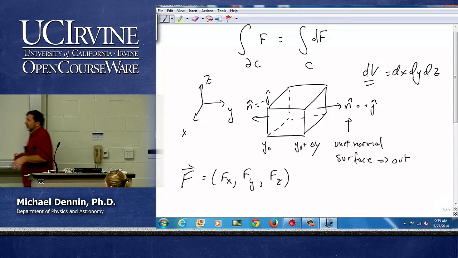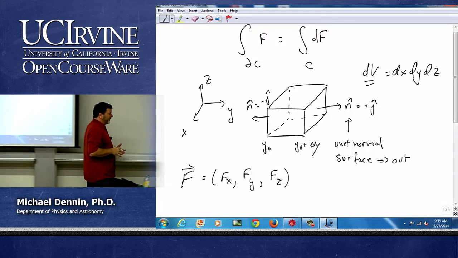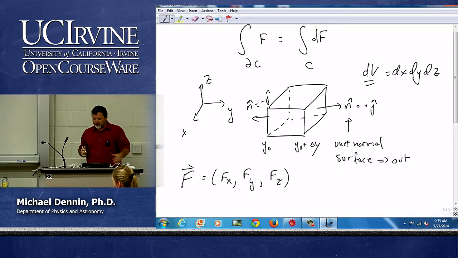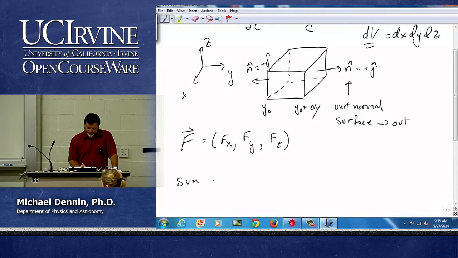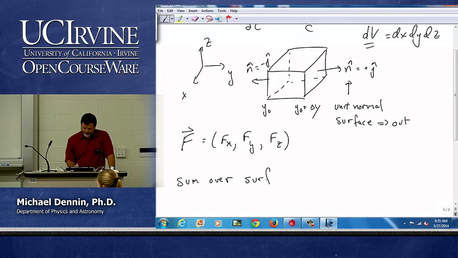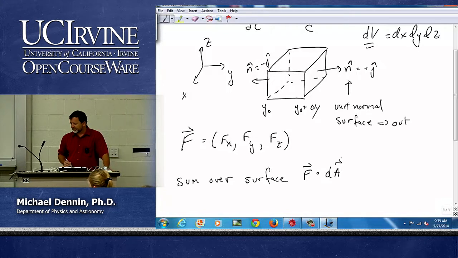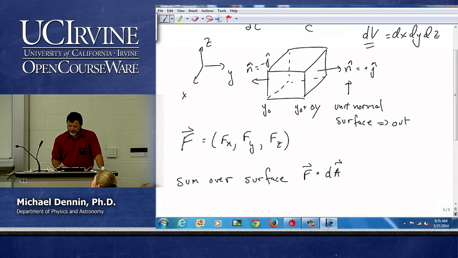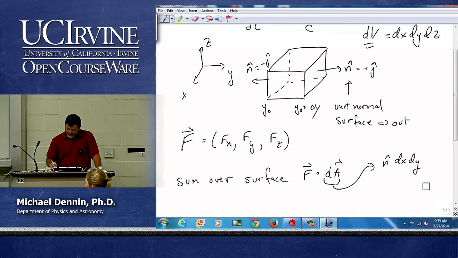And if I want to consider the flux out of my little dv, by definition, and this is important, the divergence does tell us about the flux as we've learned, but the definition of the flux is the sum over the surface of f dotted into all my little surface elements dA. And a little surface element dA, in this case, is n hat dx dz, because here's dx and here's dz.